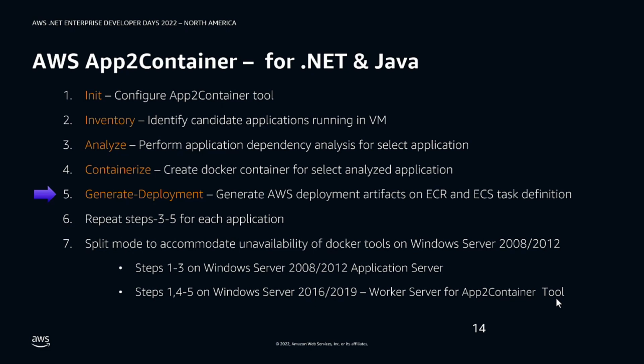And optionally, it also generates AWS CodeBuild and CodeDeploy artifacts to enable a repeatable way to build and deploy the containerized application. And as I mentioned before, if you have multiple applications, all you need to do is repeat steps 3 to 5 for each application.